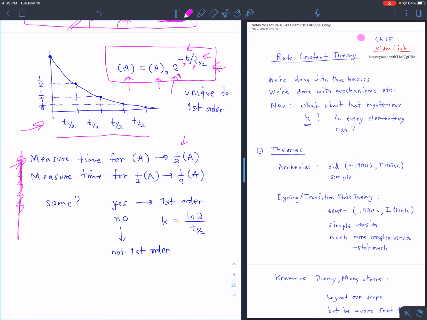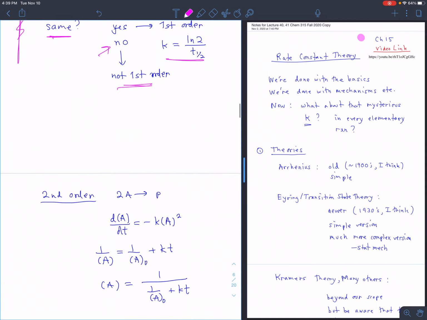You measure that time. Then you do that again when the concentration drops by another factor of 2 down to 1/4 of its original value. If those 2 times are the same, then you have a first-order reaction and you can get the rate constant right away. If they're not the same, then you have something more complicated, either second order or something that doesn't even fit in the first order or second order list of possibilities.